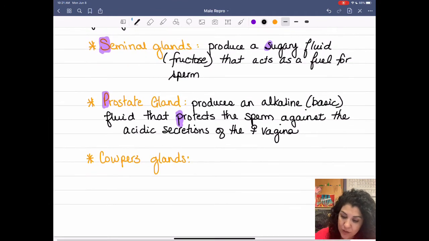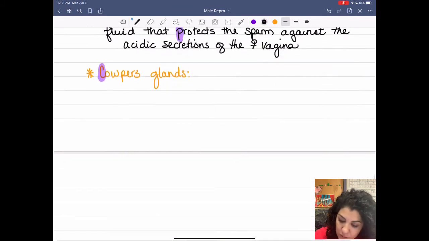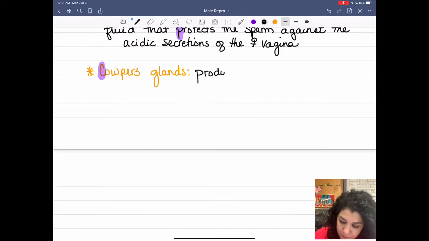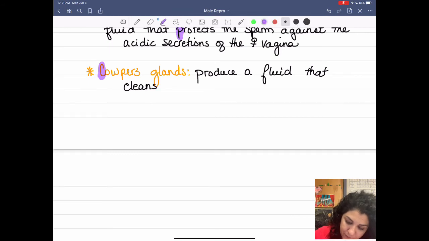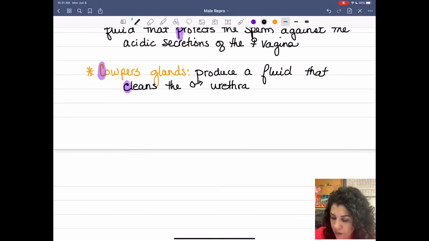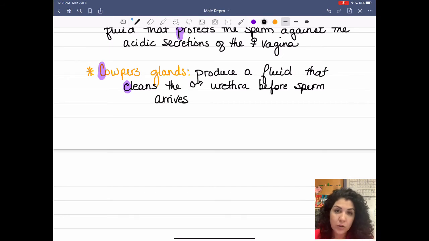And then we have Cowper's gland. And again, I want you to think of C for Cowper's. And Cowper's gland is going to produce a fluid that cleans the male urethra before sperm arrives. This is what you would call the pre-ejaculate.